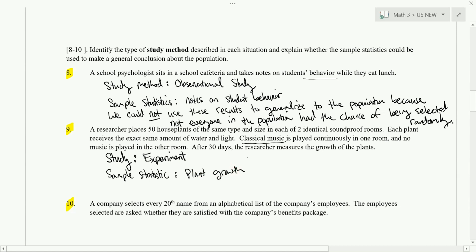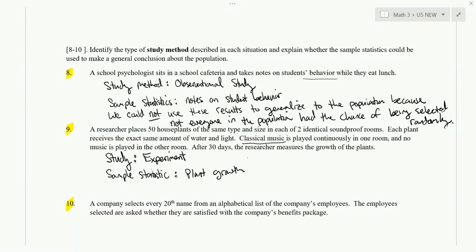And so if this particular researcher finds that classical music did cause one set of plants to grow more than the other set that didn't have the classical music, could they generalize that to all plants out there? Again, no, for the same reason as number 8, we can't use these results to generalize to the population because not every plant or every seed in that population had a chance of being selected randomly. And typically the purpose of an experiment is not to generalize to a population. The purpose of an experiment is typically to determine cause-effect.